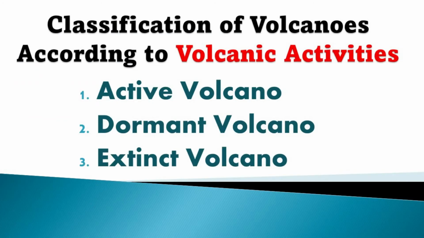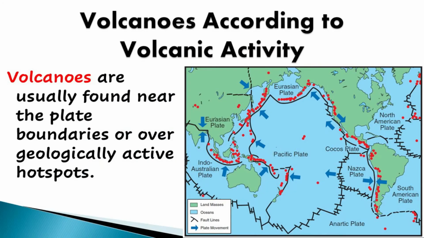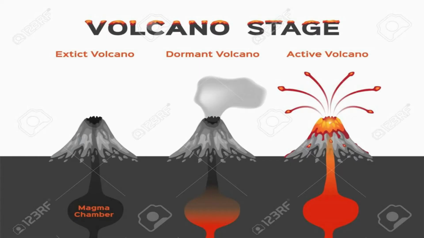Classification of volcanoes according to volcanic activities. Number 1 is active volcano. Number 2, dormant volcano. Number 3, extinct volcano. Volcanoes according to volcanic activity. Volcanoes are usually found near the plate boundaries or over geologically active hotspots. Here is an illustration of a volcanic stage: extinct volcano, dormant volcano, and active volcano.